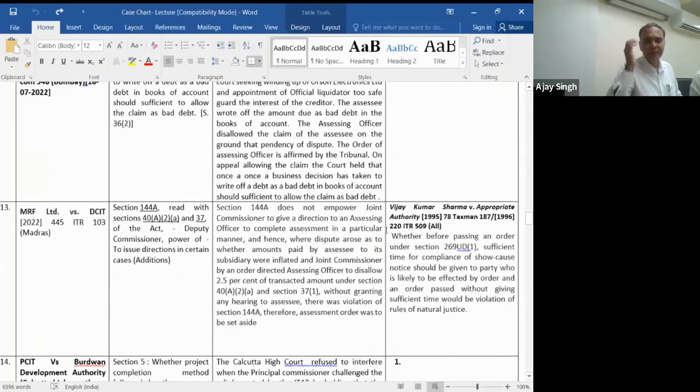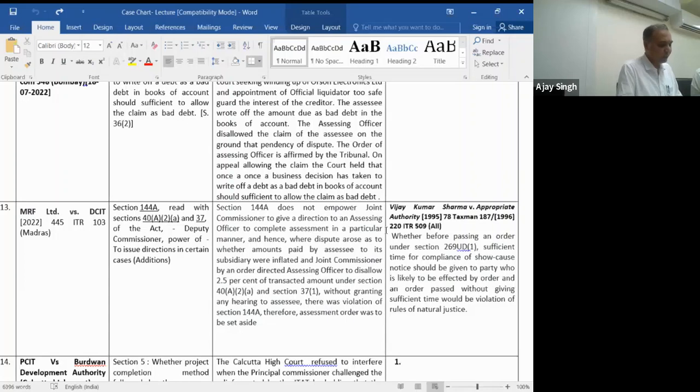MRF. This is again a Madras High Court decision. This is in the context of Section 144A, the powers of the Joint Commissioner to give a direction to the assessing officer. As per Section 144A, the SSC can approach the Joint Commissioner in case of any dispute or any differences, and take the view of the Joint Commissioner on a particular issue.